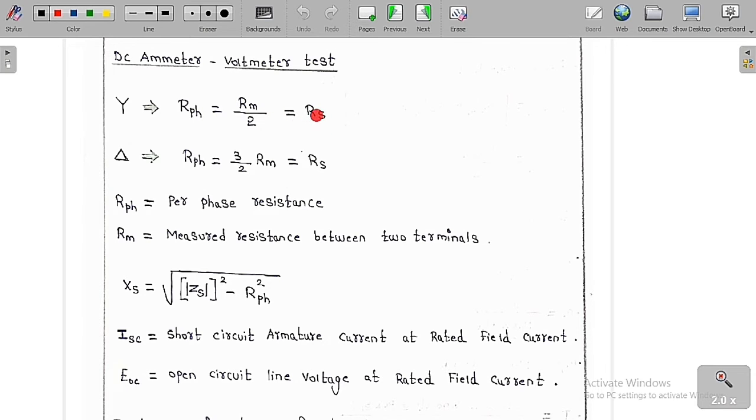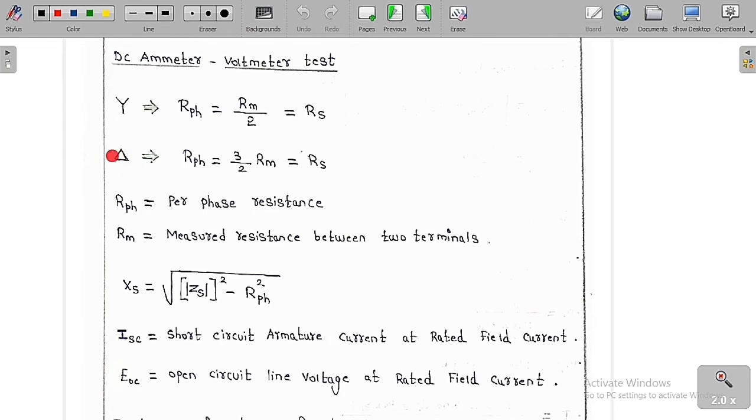It is called Rs, the synchronous resistance. Or we can also call it Ra or Rs, anything is the same. It is the stator resistance. Suppose for a delta connection, if you take any two terminals, one branch has a resistance of R phase and the other two, R phase and R phase, are in series. So 2 R phase in parallel with the other R phase.